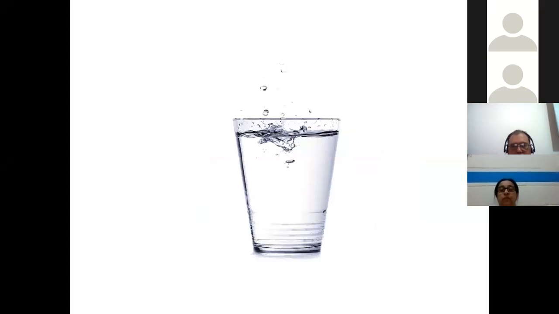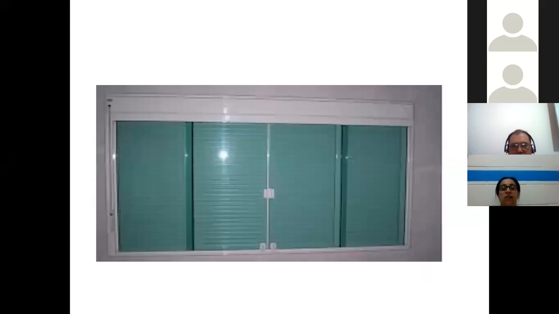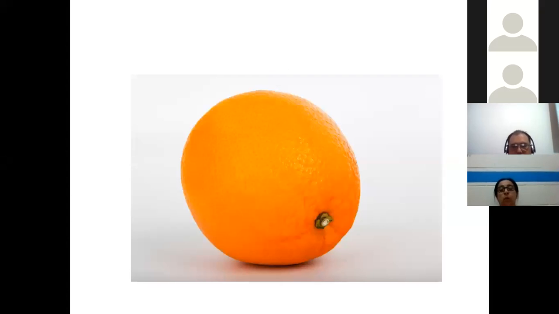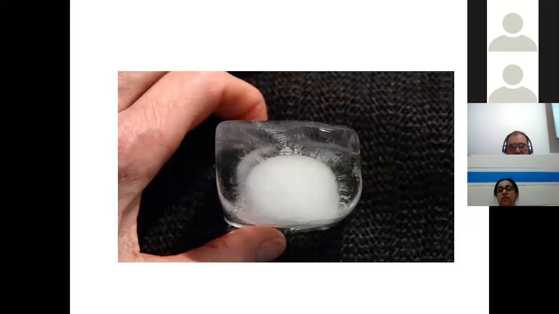It's a table. Very good. Table. What's this? It's a glass. What's this? It's a window. What's this? It's an orange. Very good. Orange. What's this?